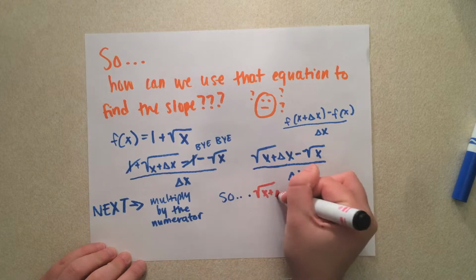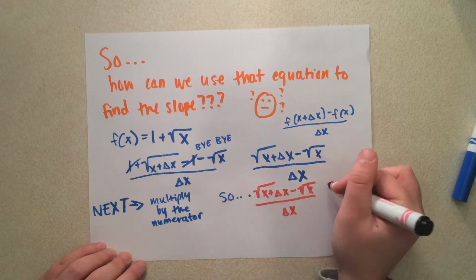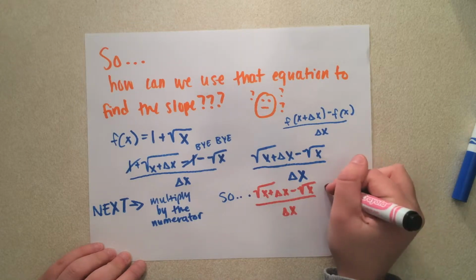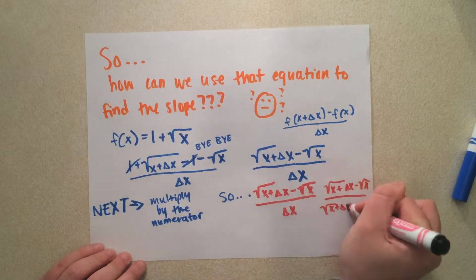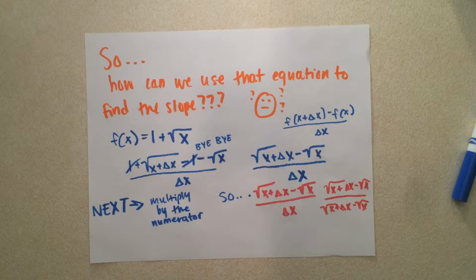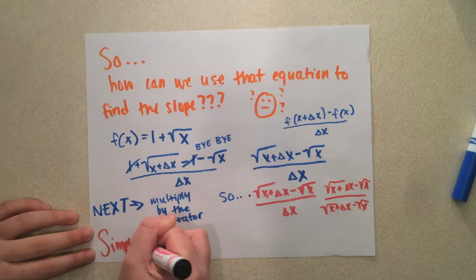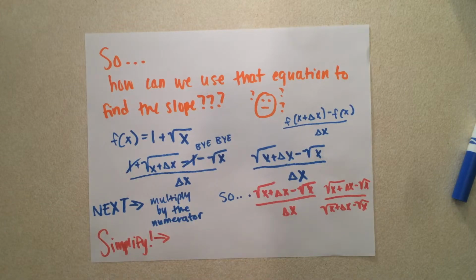In this case, you're going to multiply what you see above by the square root of x plus change in x minus square root of x, and then the same thing for the denominator. So if you just want to follow along, I'm just going to be simplifying to find the answer.